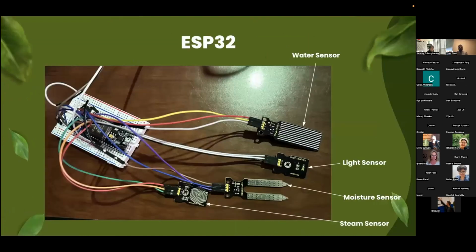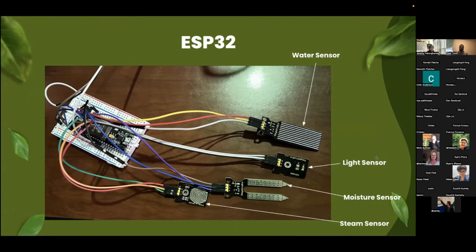All right, so let's move to the hardware. This is my ESP32 breadboard and all the sensors. The first you can see is the water sensor. The water sensor is used to check the level of water through which the plants get the water, like the tanks and stuff in farming.